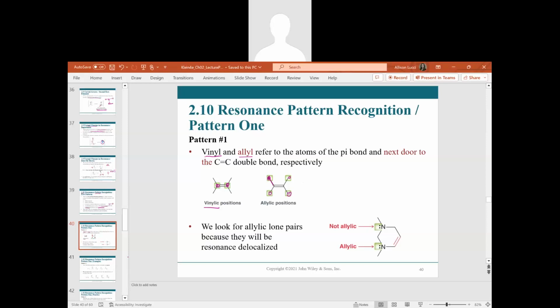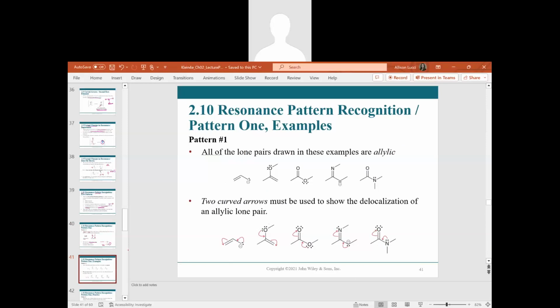So when we look for allylic lone pairs, those would be the ones that can be involved in resonance, right? So this lone pair here, we're told, is not allylic. It is not connected to an atom that is next to a double bond. But down here, we see this allylic lone pair on this nitrogen, which could be involved in resonance because it's adjacent to this pi bond. So let's take a look at pattern 1 and some examples of that.